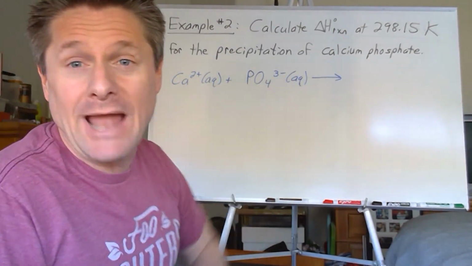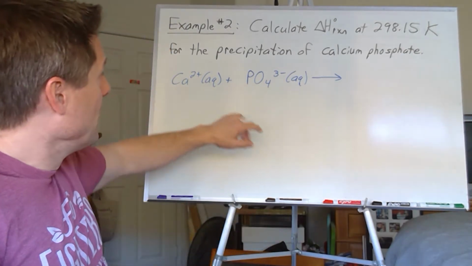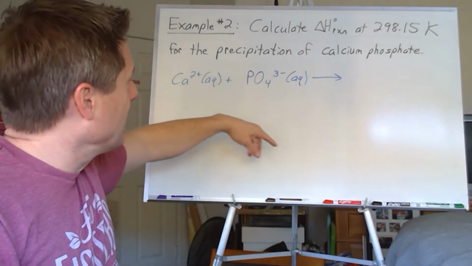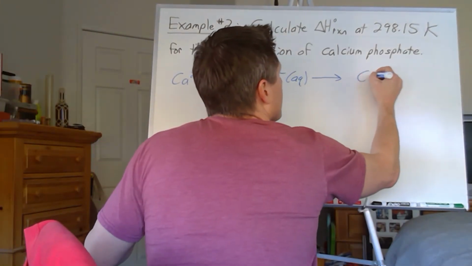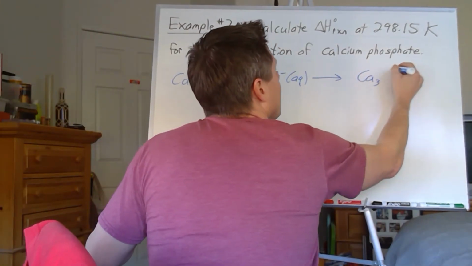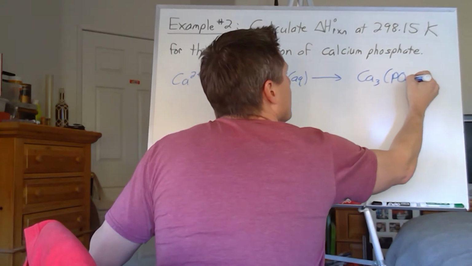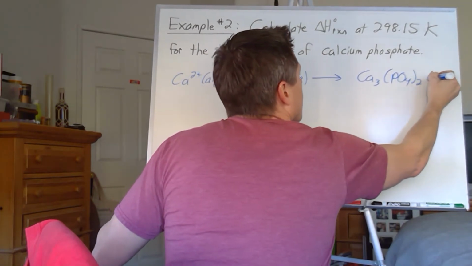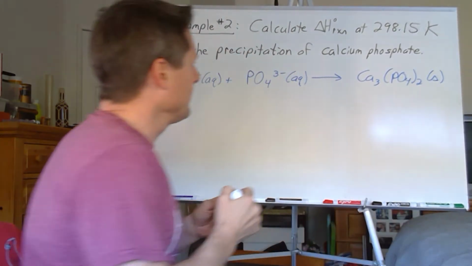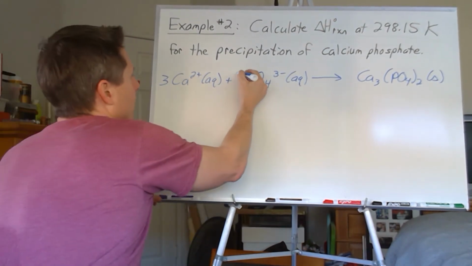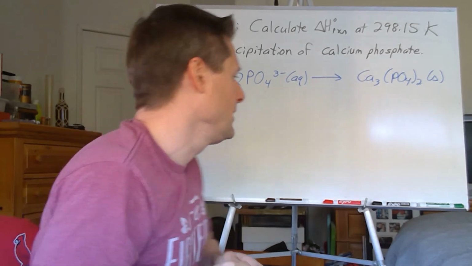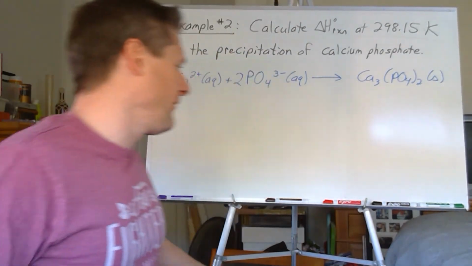Those are not equal and opposite, so they don't go into a 1-to-1 ratio. So we need the lowest common multiple of 6. So we're going to need 2 phosphates and 3 calciums, right? So let's take calcium phosphate. There's the precipitant. Now that's not balanced, is it? So we need 3 of these, and 2 of those, my friends.